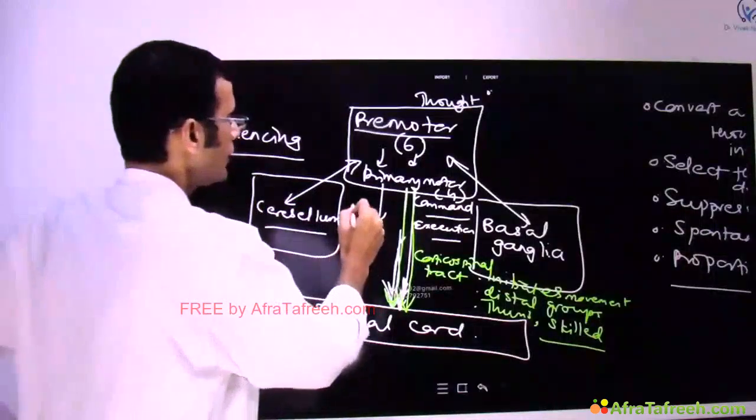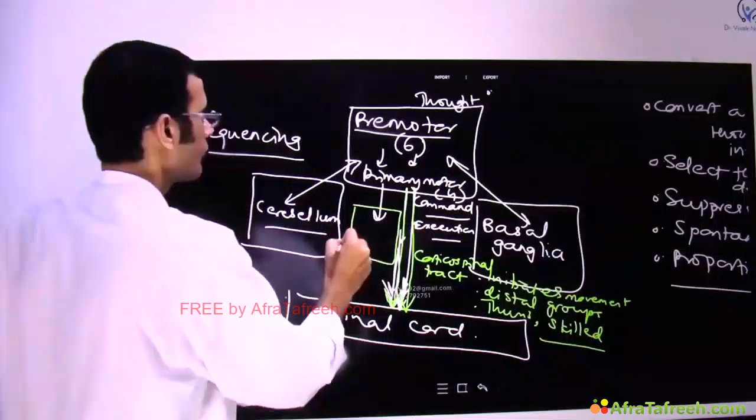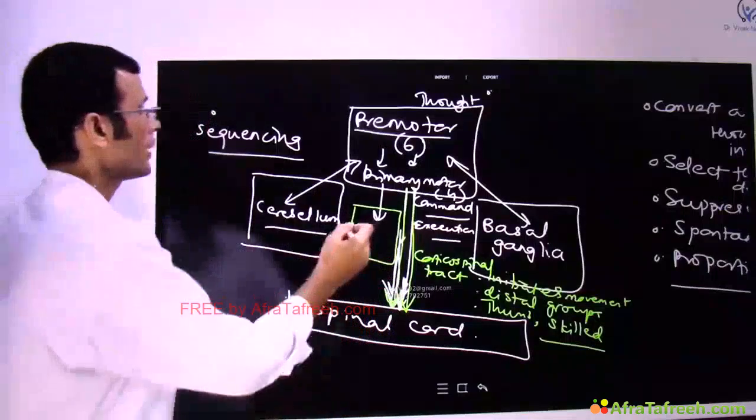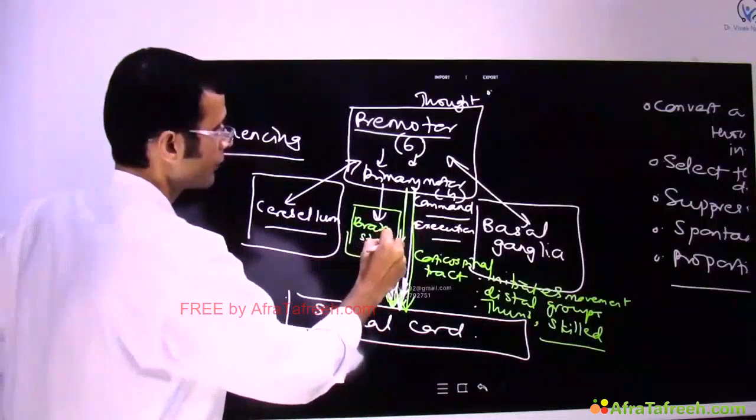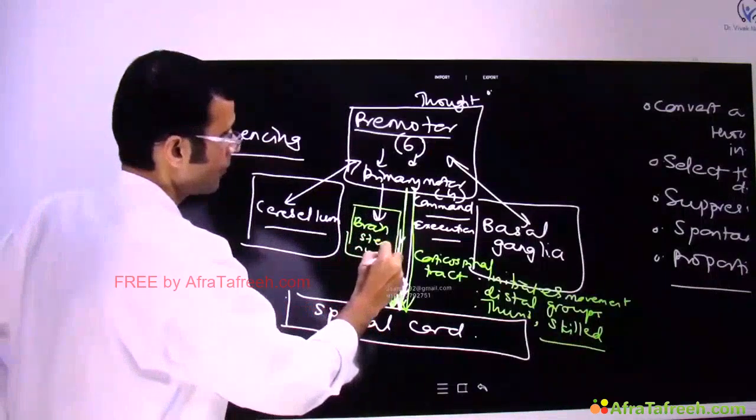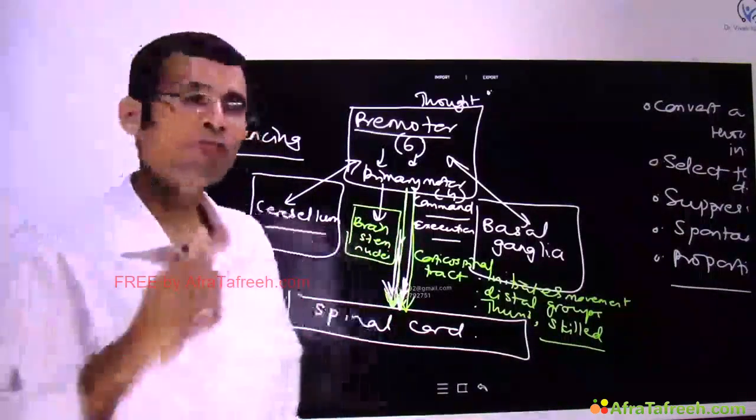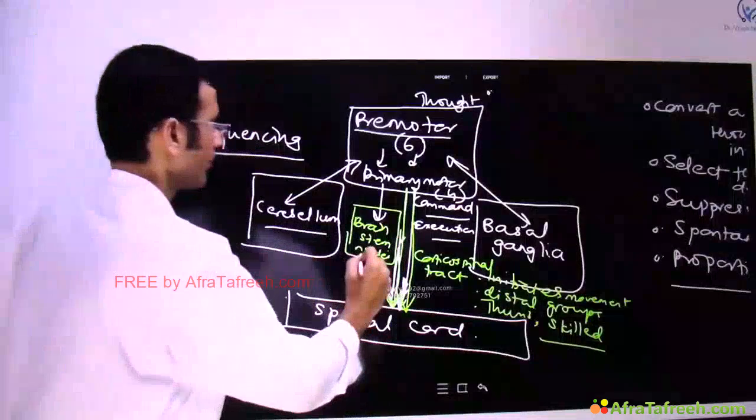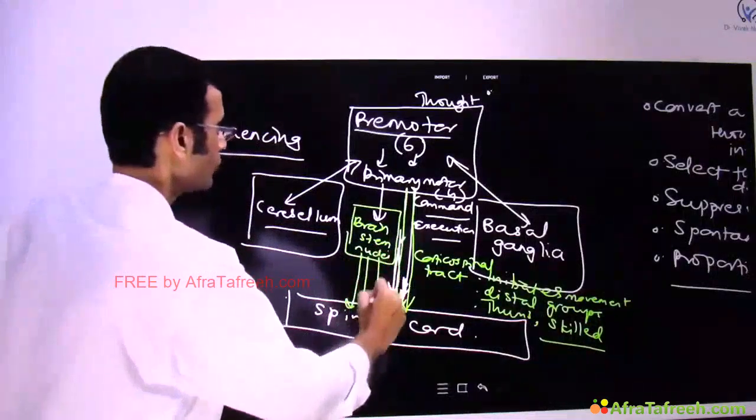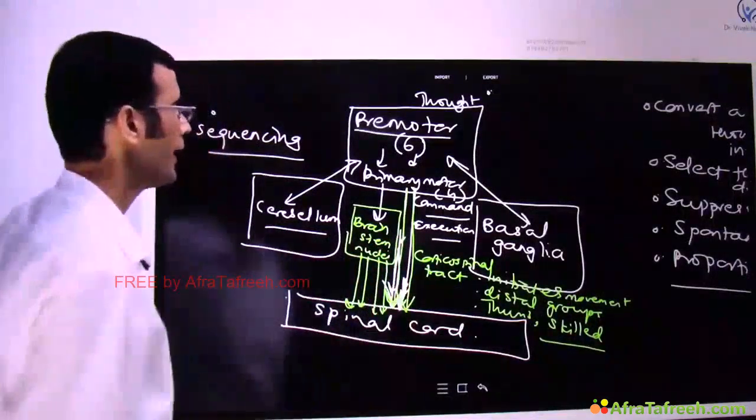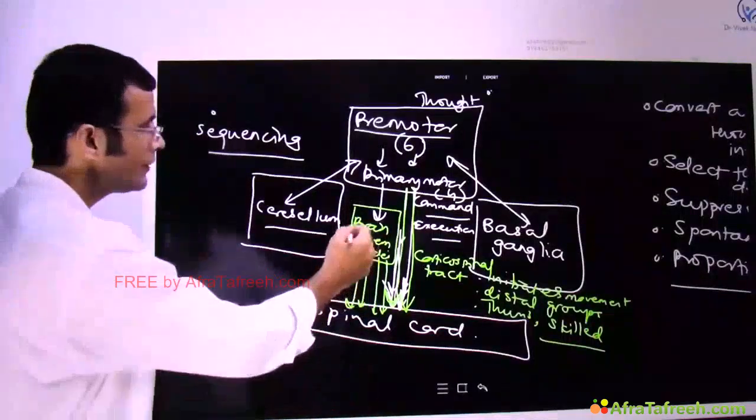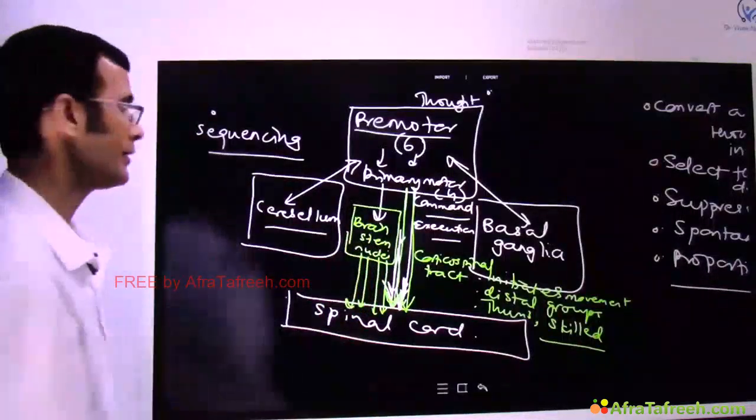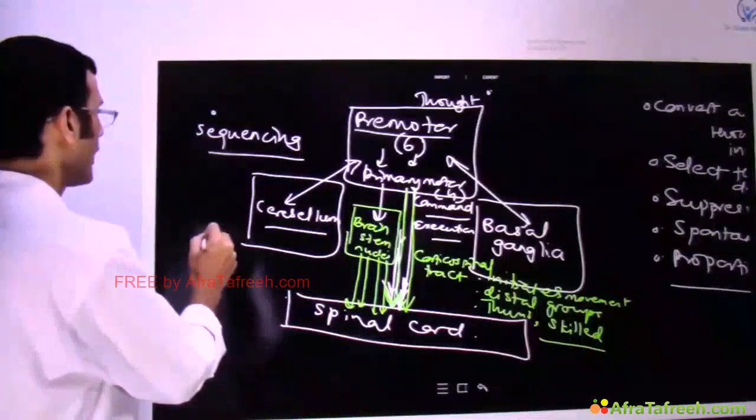All the other descending tracts that started from the cortex end in the brainstem nuclei. And a fresh set of fibers arise from those brainstem nuclei and end on the spinal cord. These are described as extrapyramidal tracts.